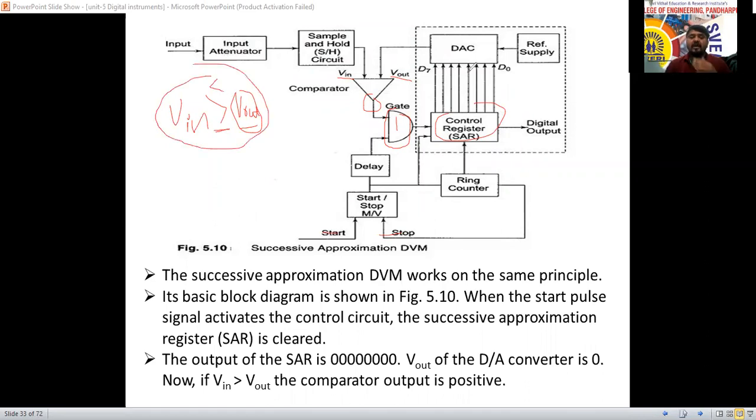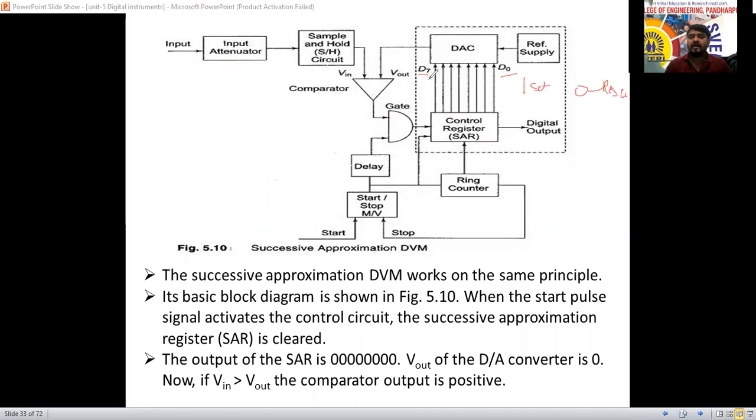Based on that, it is going to operate here, and the bits are going to be set and reset. We have D0, D1, D2, D3, D4, D5, D6, D7, so here we are using 8 bits. Each bit, if it is 1, we call it set. If the output of that bit is 0, we call it reset. So 1 means set, 0 means reset.